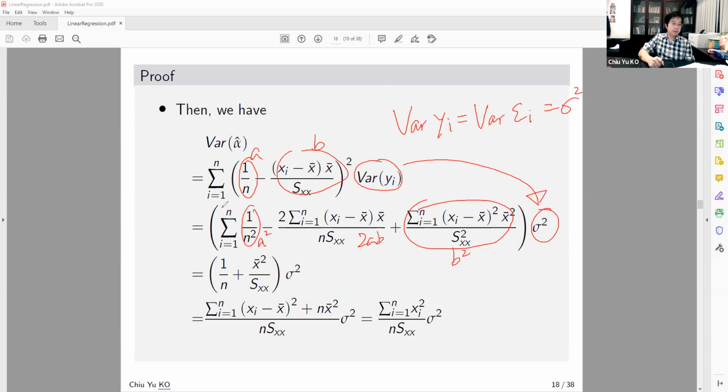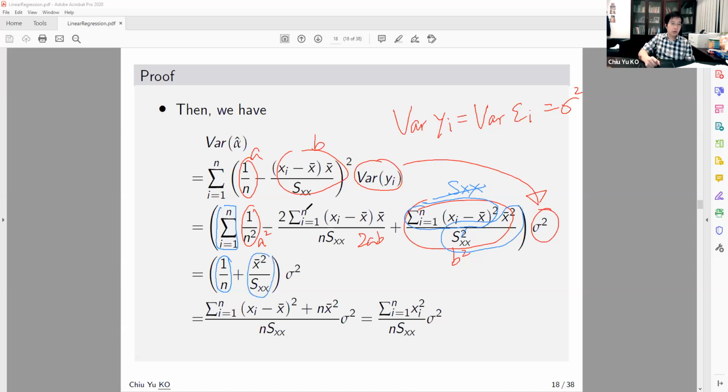Now we have summing n items of 1 over n squared. So that's why 1 over n. And this guy, by definition, is Sxx. So we cancel this out. So that leaves you with x bar square over Sxx, which is this guy.